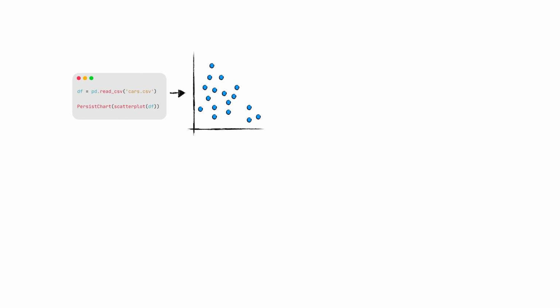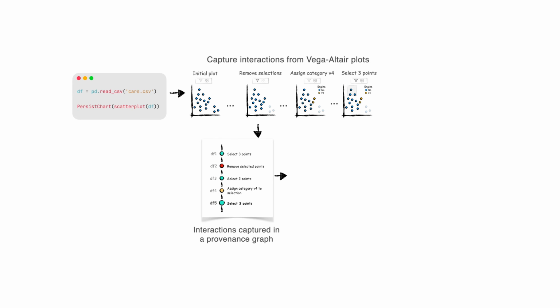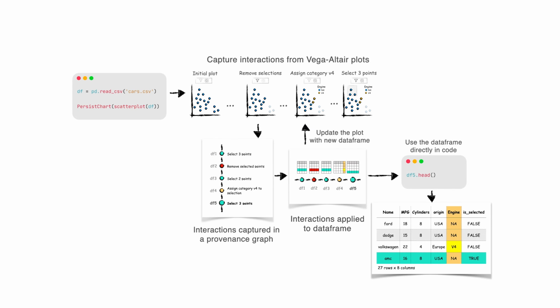Persist captures interactions from interactive components like Vega Altair plots and converts them to operations. Operations are stored in a provenance graph and are applied to the underlying data frames, connecting the interactive visualizations to the actual code.